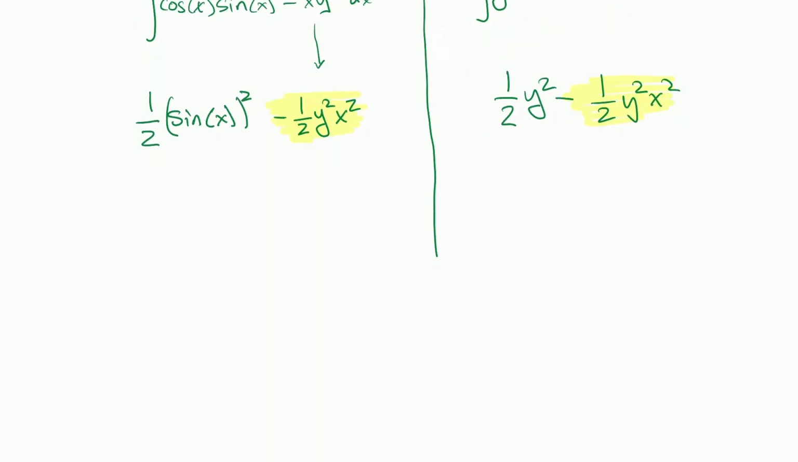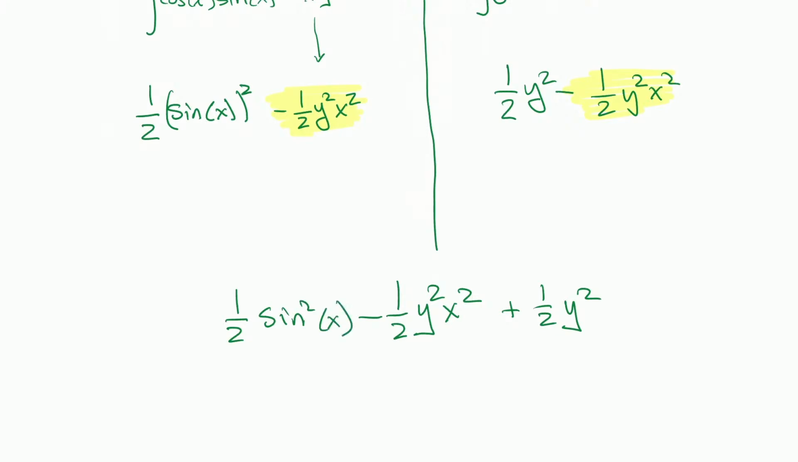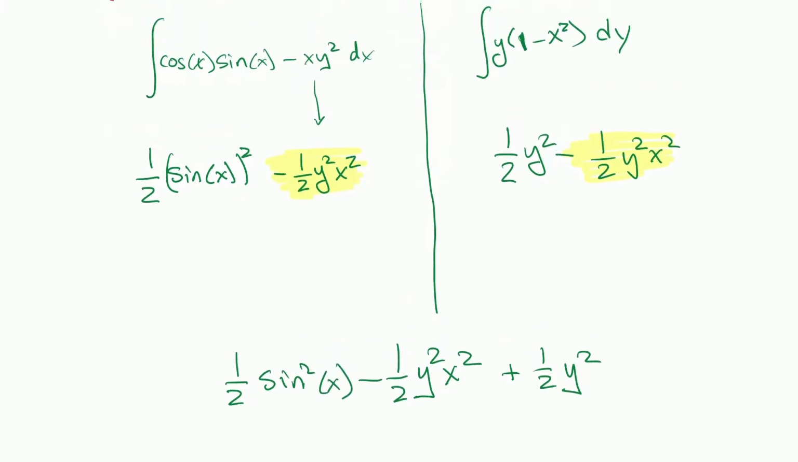It's like a union. So let's do that. Here's that overlap, 1/2 y squared x squared, stick it in the middle. And then let's deal with the stuff that is not in the overlap. This needs a 1/2 y squared to be happy, and this one needs a 1/2 sine squared x to be happy. Now everyone can be happy because we have stuff over there all taken care of.